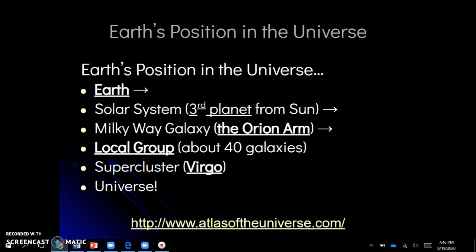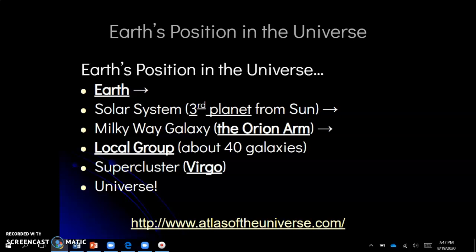Our solar system is within the Milky Way galaxy. So our galaxy is called the Milky Way. And we're located in something called the Orion arm within that galaxy. Our local group has about 40 galaxies, so we're part of a cluster of 40 galaxies.